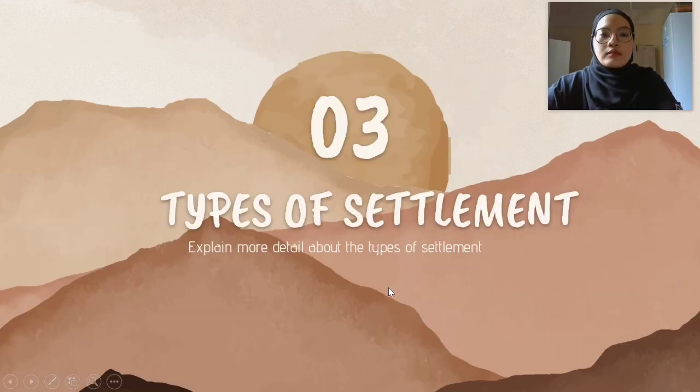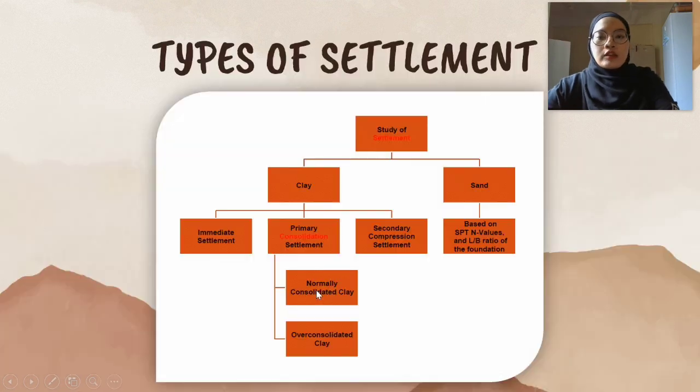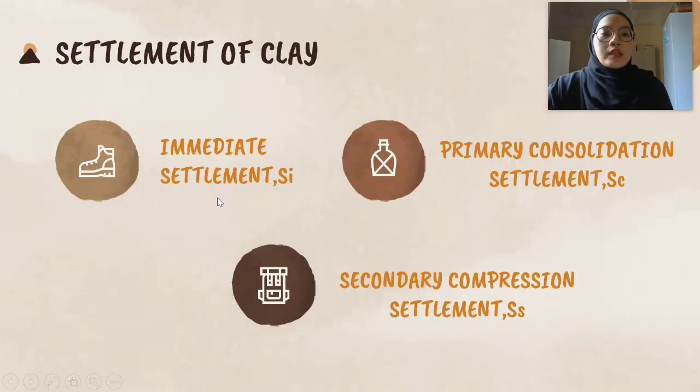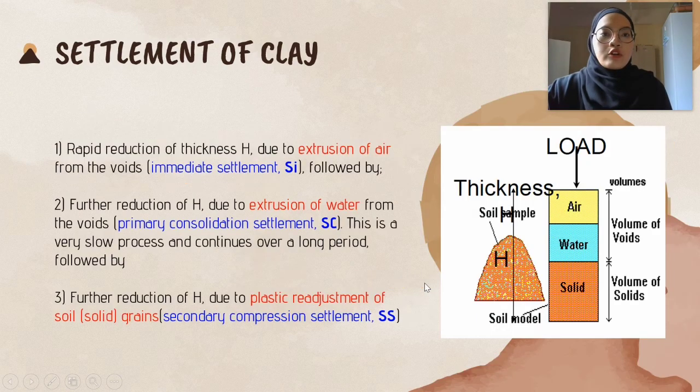Then the types of settlement, I will explain in more detail. For the study of settlement, we have clay and sand. For clay, we have immediate settlement, primary consolidation settlement, and secondary consolidation settlement. For the primary consolidation settlement, we have two types: normally consolidated clay and over consolidated clay. This is the settlement of clay. We have three types of settlement of clay.